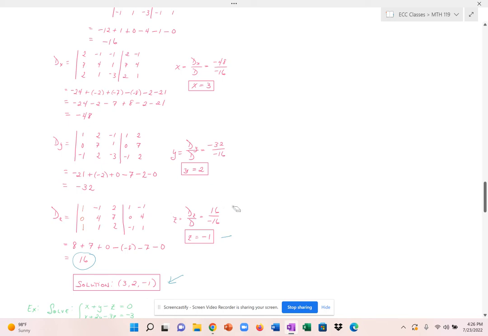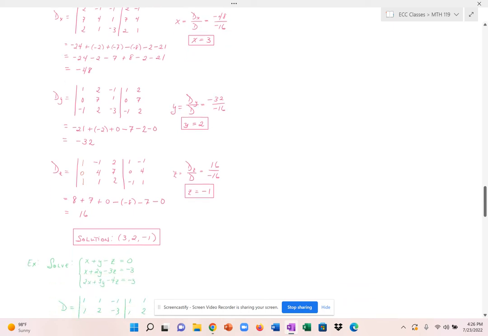And you can always plug those numbers back into any of the original equations, and it should make the left side equal to the right side if you did this correctly. And this one does work.